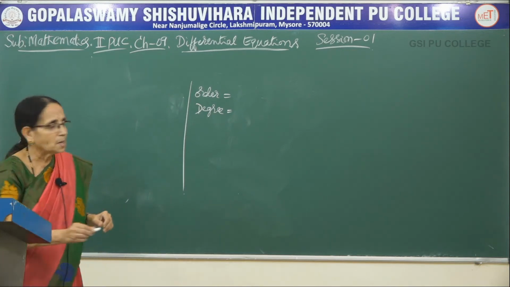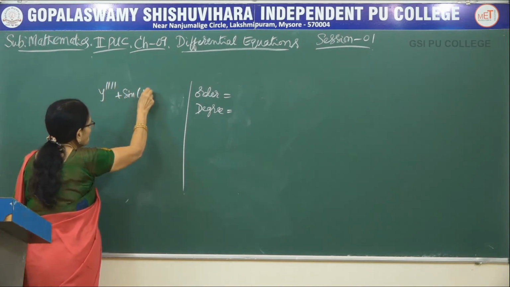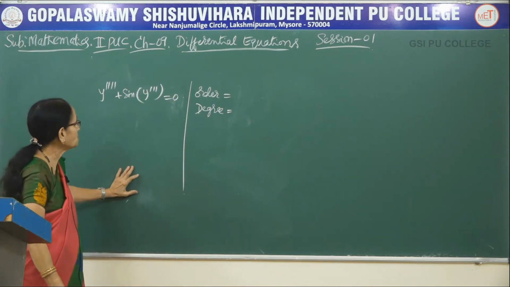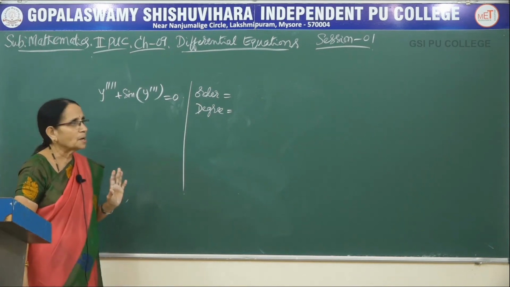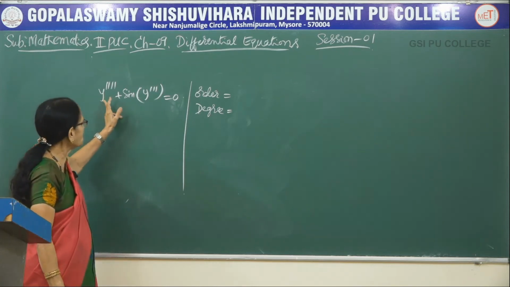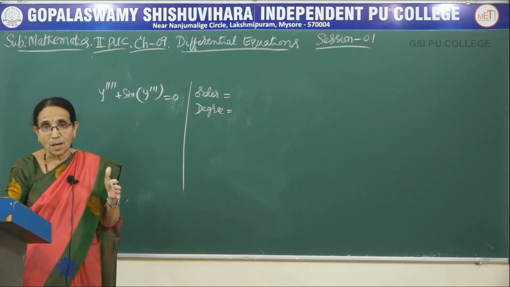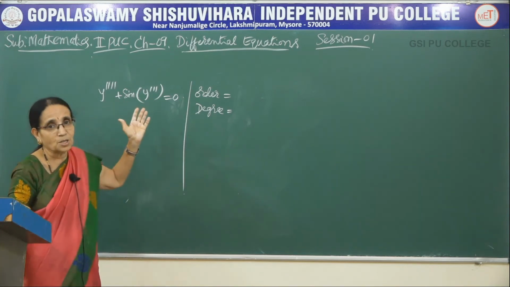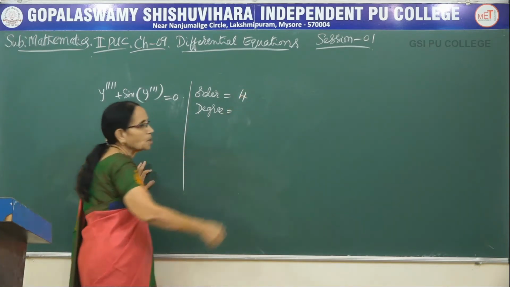Now, let me consider the next example. y 4 dash plus sin of y triple dash is equal to 0. First, always we are interested in the order. See, this is also a standard notation which you have studied. dy by dx can be written as either f dash x or y dash. So, 2 times means y double dash, 3 times means y triple dash, so 4 times means y 4 dash here. So, how many times have you differentiated? 4 times. Therefore, the order is equal to 4.